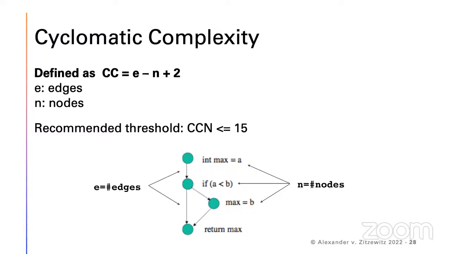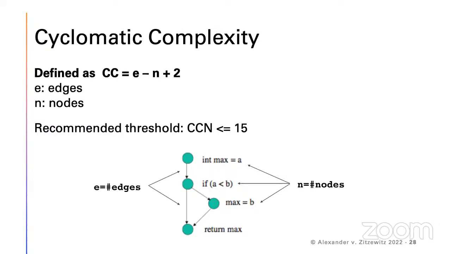So there are different ways to calculate it. One way, the traditional way, is you create a flow graph of your method, and then you say the number of edges minus the number of nodes plus 2. In that case, this one has a cyclomatic complexity value of 2. But you could also use something very simple. You can start with a value of 1 and add 1 per decision point: per if statement, per while, per for, and so on. Each of those increases cyclomatic complexity.